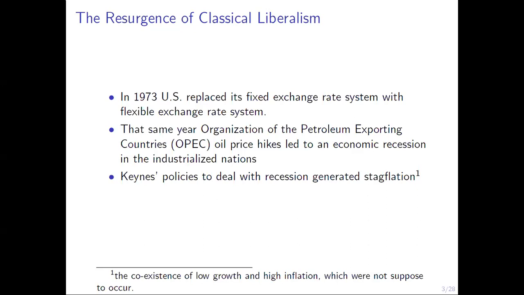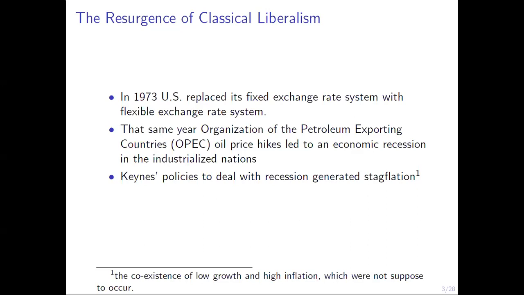Keynes' policy to deal with recession generated stagflation. Stagflation is the existence of low growth and inflation. Stagnation in the sense that your growth rate is low, and inflation is for inflation. What happened?